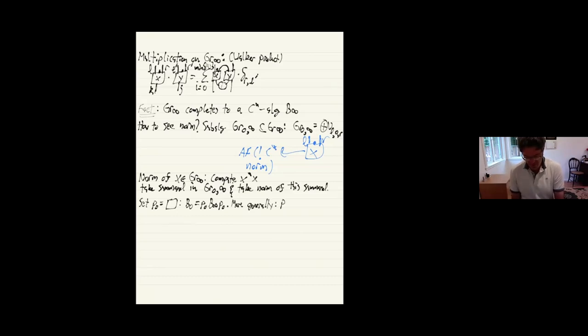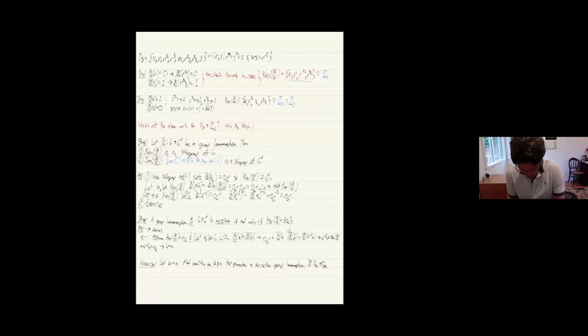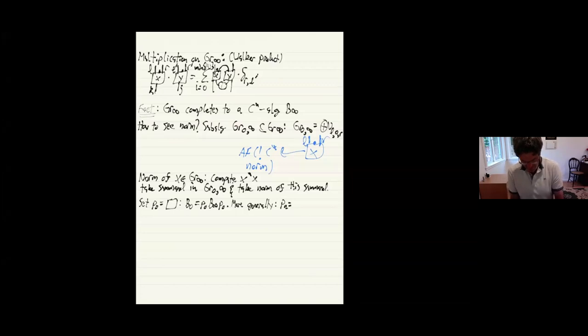you set Pn to be this type of element, with n strings here, and by the algebraic structure I gave, this is a projection. And Bn is going to be Pn B infinity Pn. Okay, so we have all these corners we're looking at, all these finite corners.